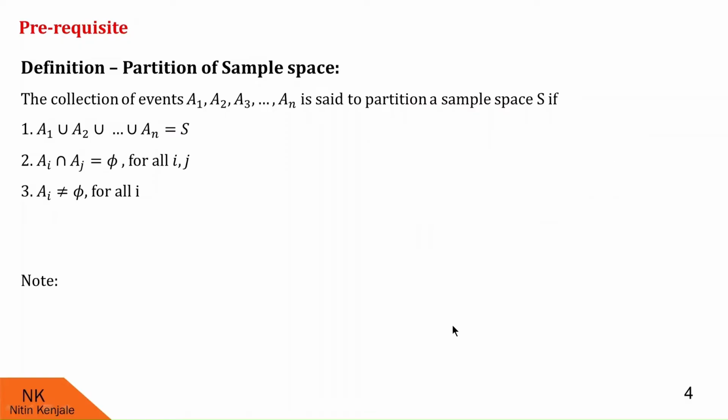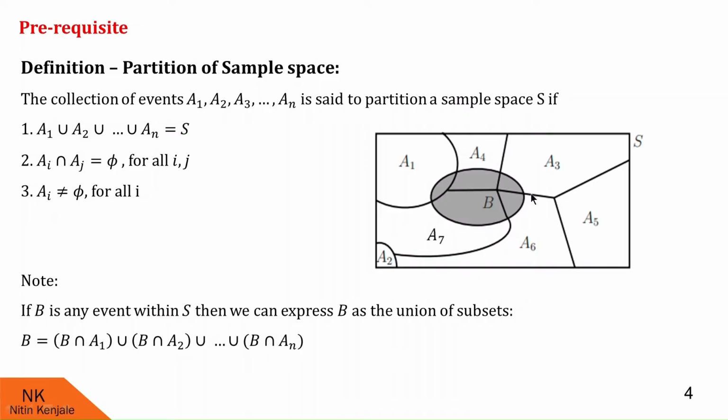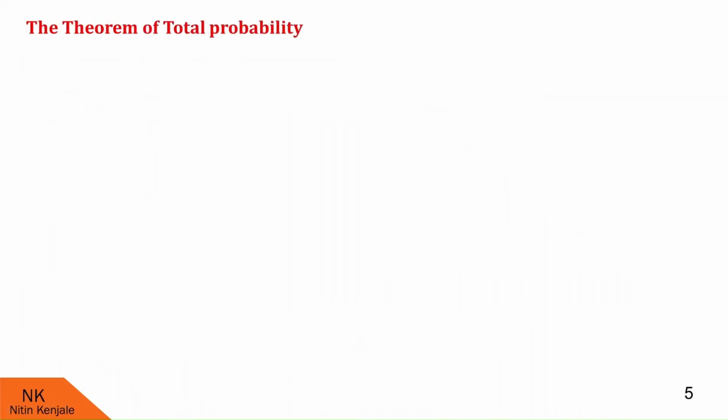Now note that if B is any event within S such that B is union of subsets, say B intersection A1, B intersection A2 up to B intersection AN, then this B can be shown in this way in this sample space. You can see that B is some event in S such that it is intersecting the other events. Then B can be expressed as B intersection A1 union B intersection A2 union up to B intersection AN. Now let us proceed for theorem of total probability.